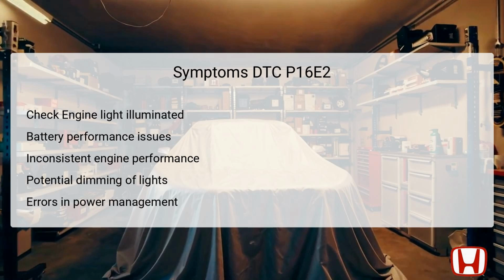The presence of DTC P16E2 can manifest various symptoms that can affect the vehicle's performance. One of the primary indicators is the illumination of the check engine light on the dashboard. Additionally, drivers may experience battery performance issues where the battery may not charge effectively or may drain quickly. This can be coupled with inconsistent engine performance, where the engine runs rough or has difficulty starting due to miscommunication of vital data. Moreover, drivers might observe dimming lights or power fluctuations as the vehicle's power management system struggles to obtain accurate information. Recognizing these symptoms early is vital to prevent more significant electrical issues down the line.